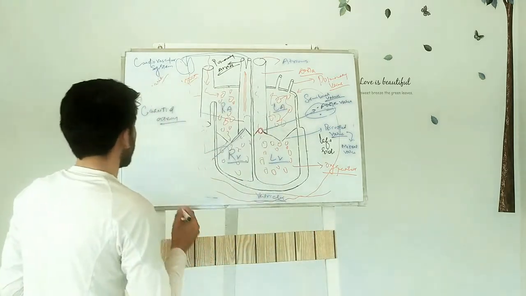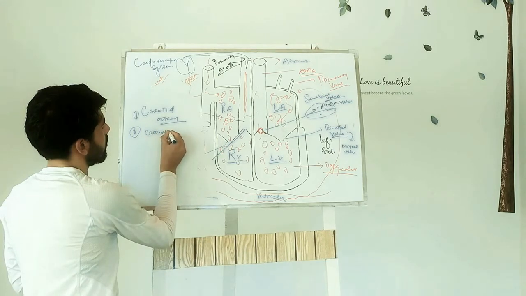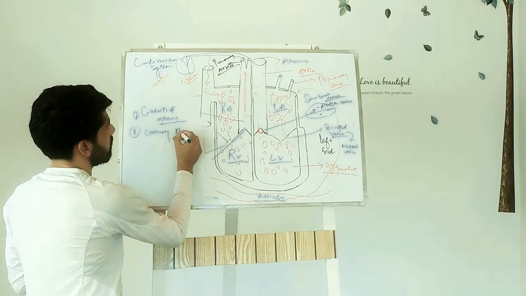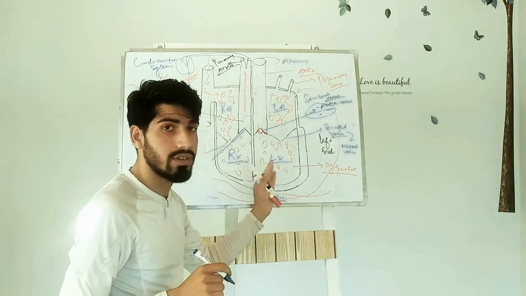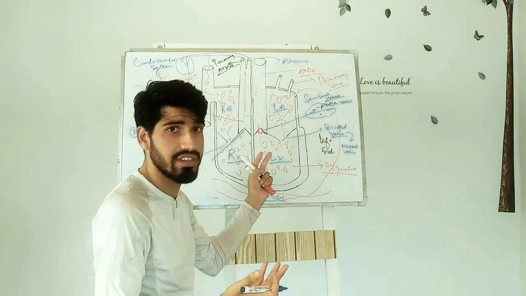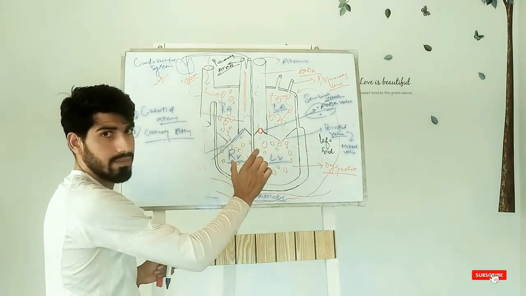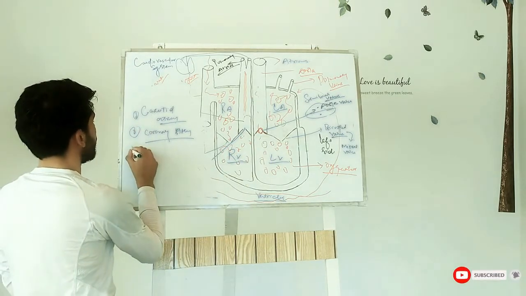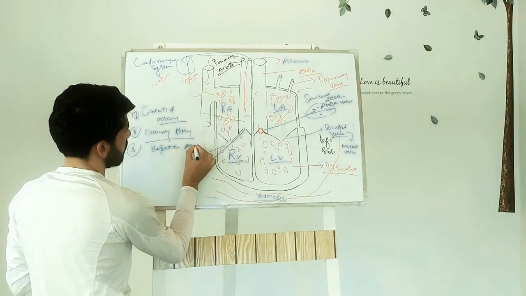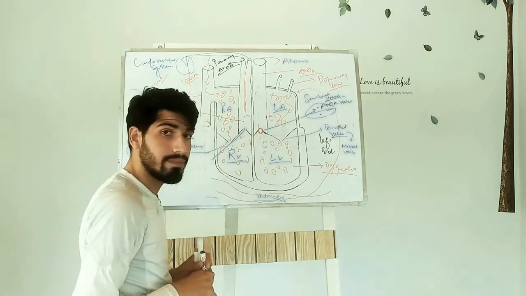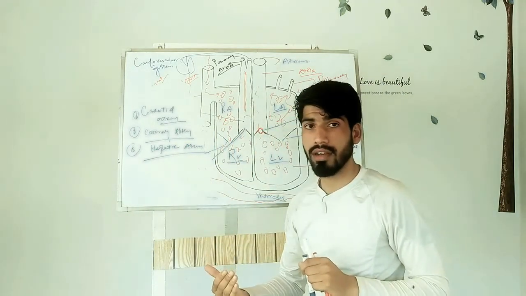The second artery is the coronary artery, which provides blood to the heart, because the heart also needs blood. And the third one is the hepatic artery, which provides blood to the liver.